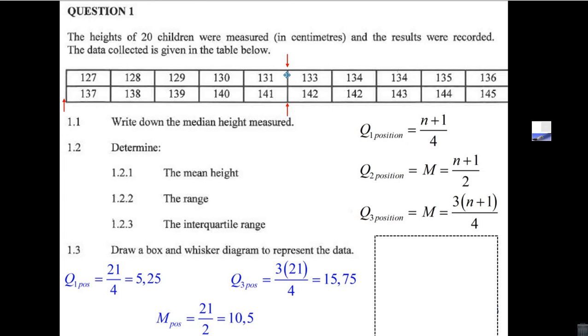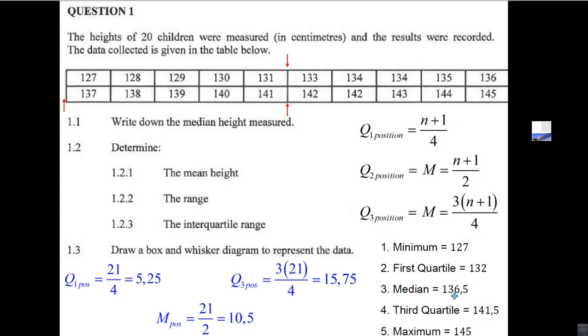Now the median, where's the median? Well, that's n plus 1 divided by 2. It's 21 divided by 2, 10.5. That's right in between the 10th term and the 11th term. So 136 plus 137 divided by 2, the median would be 136.5. You just add those 2 and divide by 2.